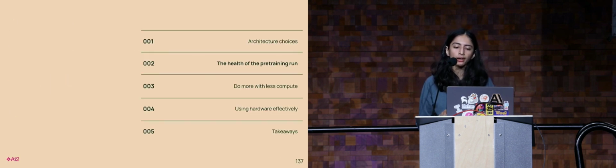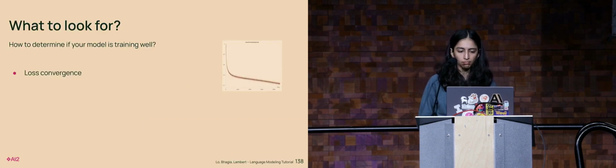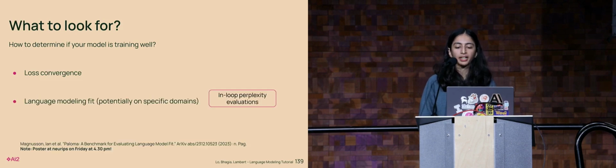Okay, so now you have your model architecture and you're starting to train. How do you determine that your run is training well and is going to stay stable over the course of training? You can look at the most basic thing: is the loss converging? You might have a validation set on which you're measuring perplexity to see if the model is actually learning the next token prediction well. You might even have different validation sets for different domains if your objective is to look at the model's capabilities on a particular domain like finance.